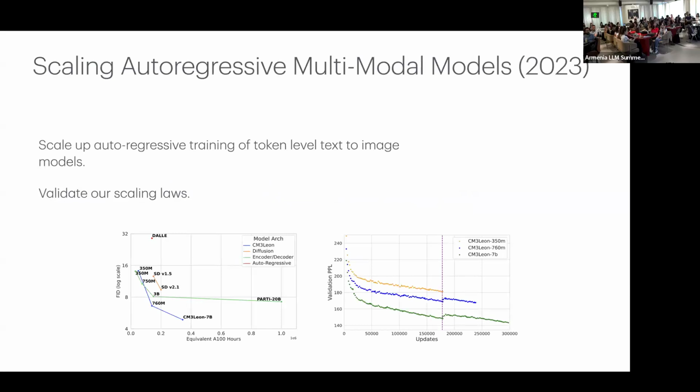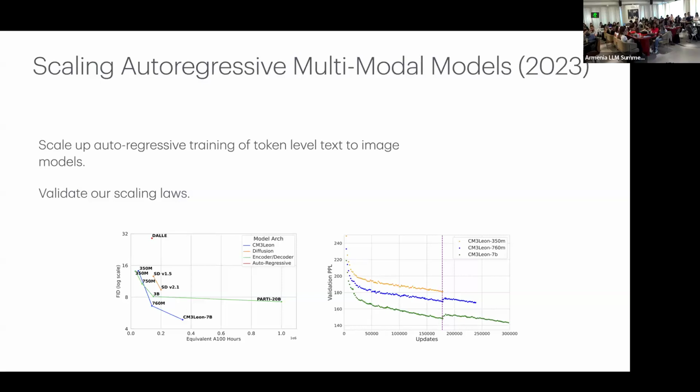So the very first thing we did was around the time that DALL-E 1 came out, which is also a token-level way to generate images. We said let's just scale up this very autoregressive training of token-level text-to-image models. Just to remind you, the images we quantize into a series of discrete numbers. You can think of this as a type of language that is used to describe images. So it is kind of just like text. So we started training these purely autoregressive models in order to validate our scaling laws, specifically for image and for text.